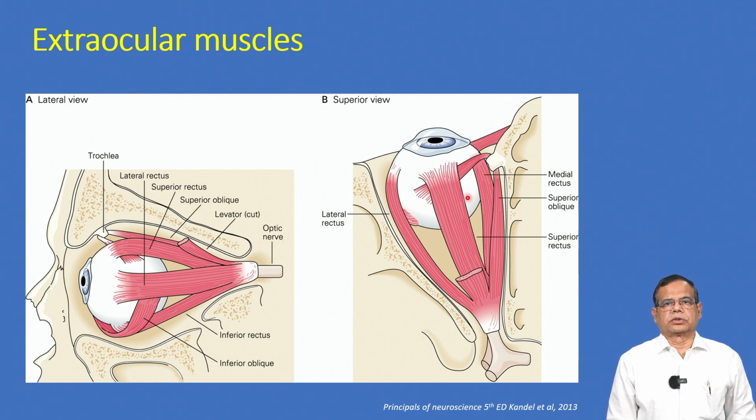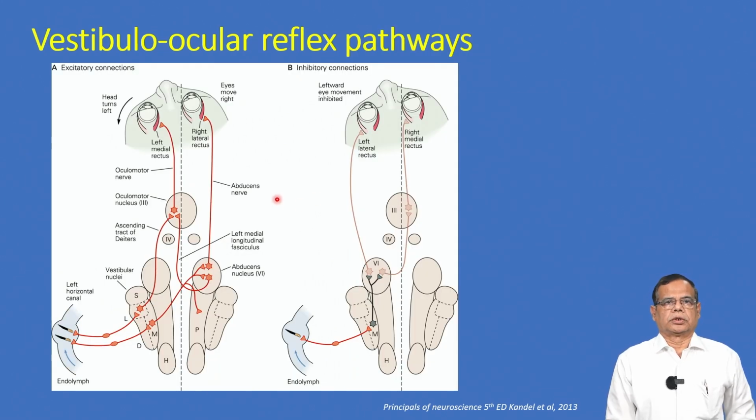This is showing the recti muscle from the superior side. This is the superior rectus. When the superior rectus contracts, the eyeball moves upward. This is the medial rectus. When the medial rectus contracts, the eye will move towards the medial side.